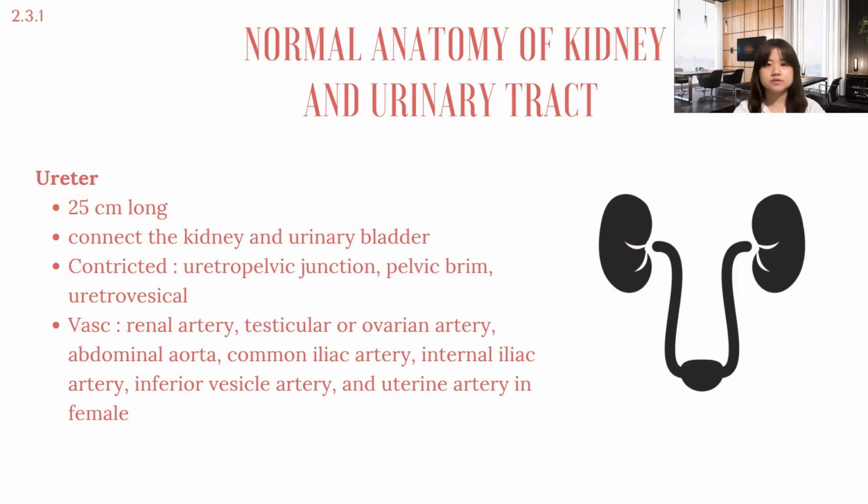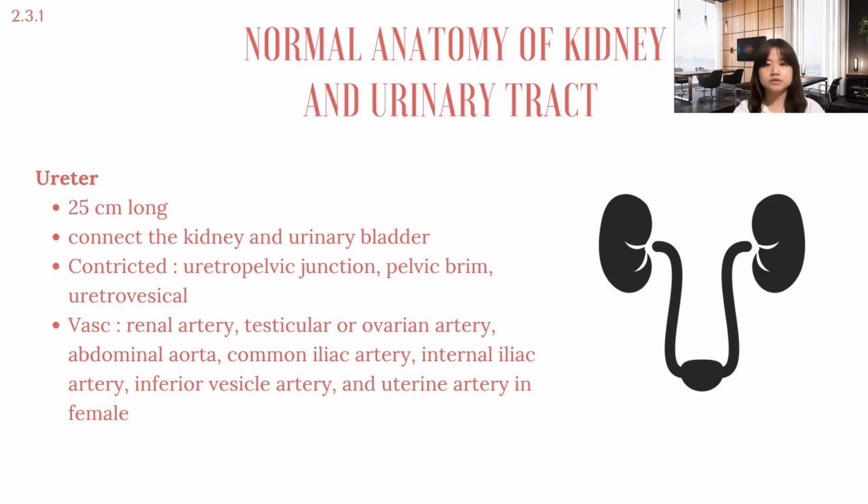The ureter is 25 cm long. The ureter connects the kidney and the urinary bladder. The ureter constricts at three parts that are potentially obstructed. First, at the junction of the renal pelvis and the ureter. Second, at the pelvic brim where the ureters cross. And third, at the passage through the urinary bladder wall.